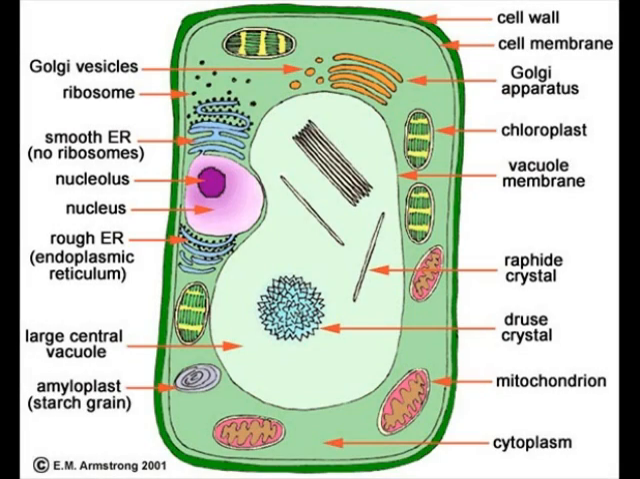Cell theory states the following: that all living things are composed of cells. Cells are the basic units of structure and function in living things, and new cells are produced from existing cells. So, today, I will walk you through the anatomy of a plant cell. But first, let me show you some things that are not in plant cells, and some things that are only found in plant cells.